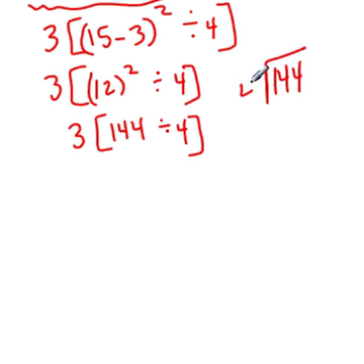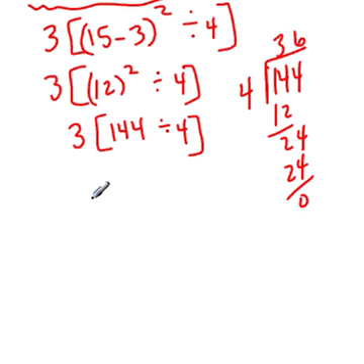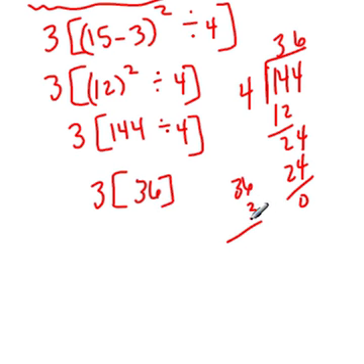144 divided by 4. 4 goes into 14 3 times. Multiply back, subtract, bring down, and so forth. So that means that 3 times the quantity of 144 divided by 4 is 3 times 36. And if we still do not have a calculator, we multiply 3 times 6 is 18. 3 times 3 is 9, plus the 1 is 10. So therefore our solution is 108.